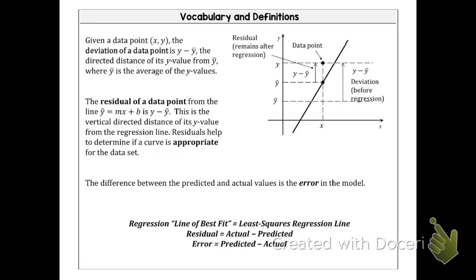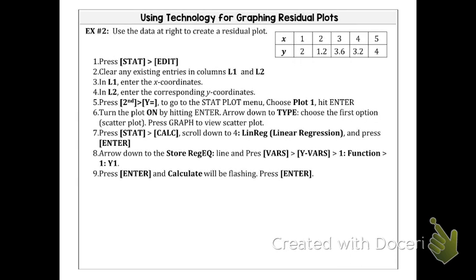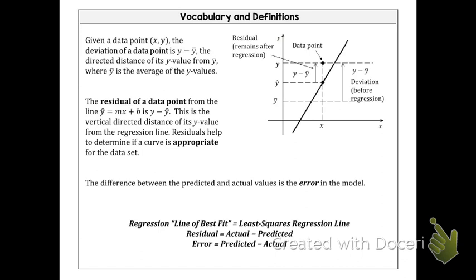All right, so then some vocabulary and definitions. It says, given the data point x, y, the deviation of a data point is y minus y bar, which is the directed distance from its y value to y bar, which is the average of the y values. So they're going to take the average of the y values and draw in that line there. Okay, so there's my average of my y values. They averaged them all up, they got y bar, and they drew a horizontal line in there.